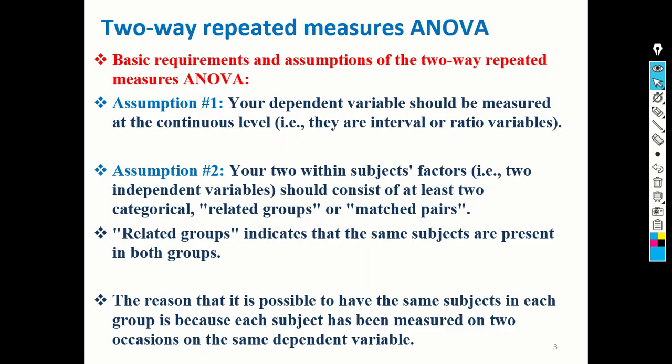Okay. And here again, it has its own basic assumptions and requirements. Most of them are the same as those of the one-way repeated ANOVA. So the dependent variable should be continuous, and our two within-subject factors, or the independent variables, should each consist of at least two related categories or groups. It might be more than two. Related groups indicate that the same subjects are present in both the groups, as I have said repeatedly. The reason it is possible to have the same subjects in each group is because each subject has been measured on two occasions on the same outcome variable.